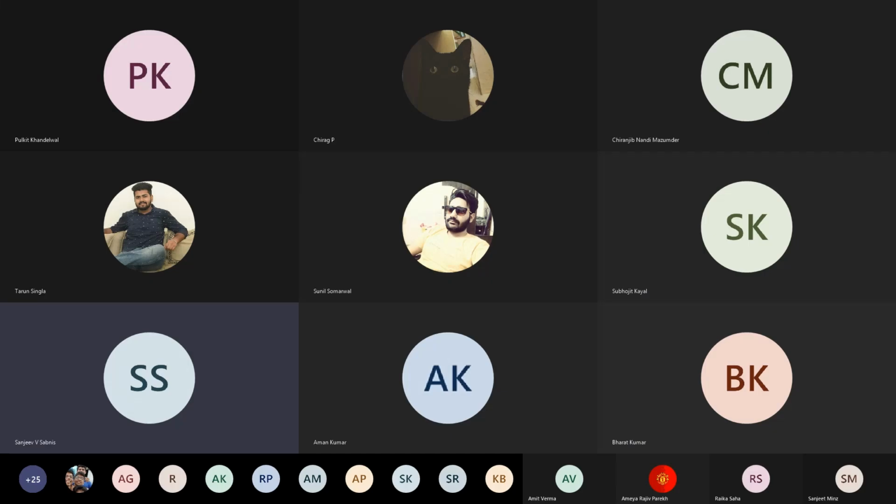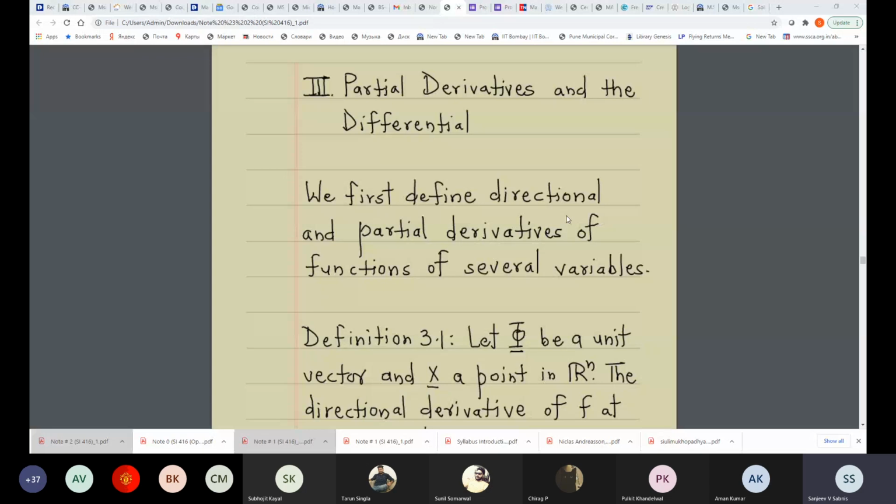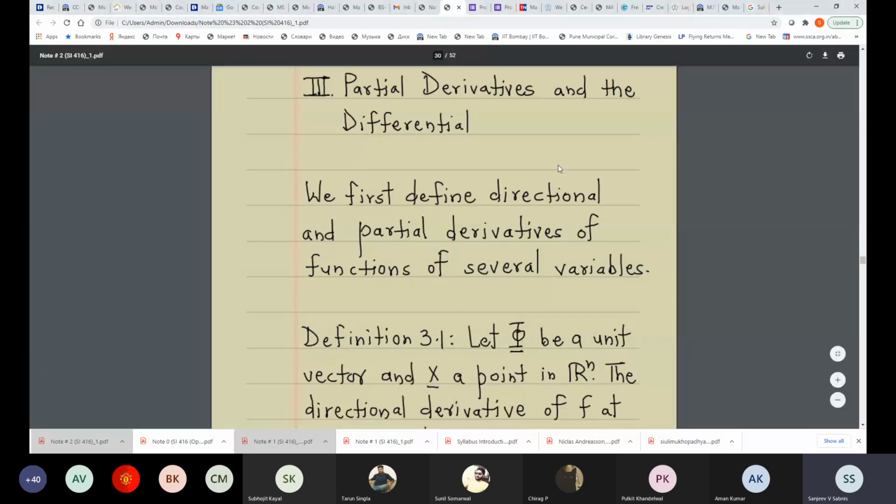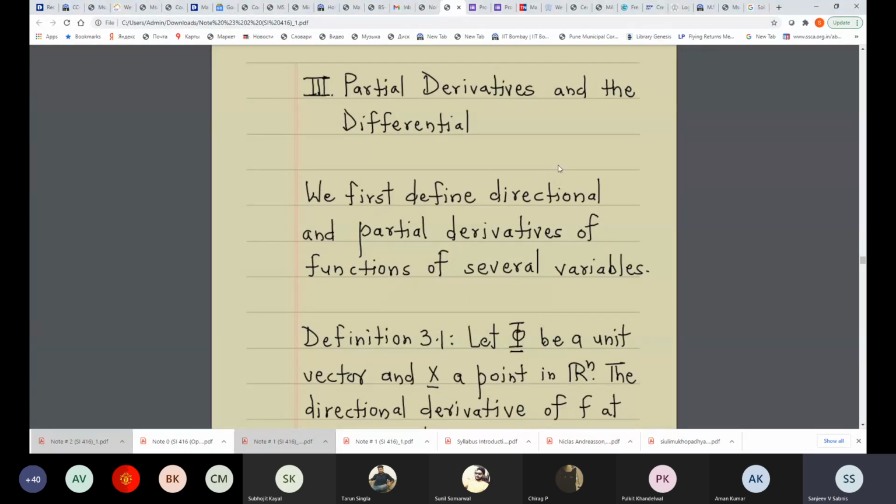We will continue with the review of basic concepts in multivariable calculus. Okay, so let me share this document with you. Are you able to view it? Yes, sir. Okay, so if you are facing any problem, please let me know. I'm going to spend some time discussing the basic concepts of partial derivatives and differential.